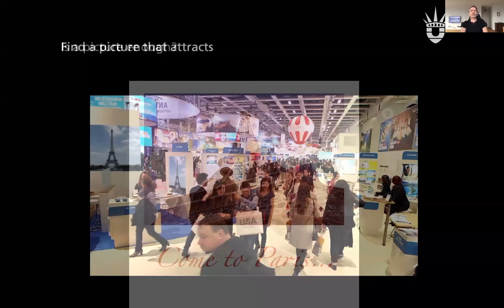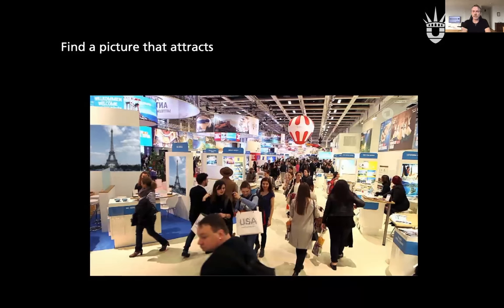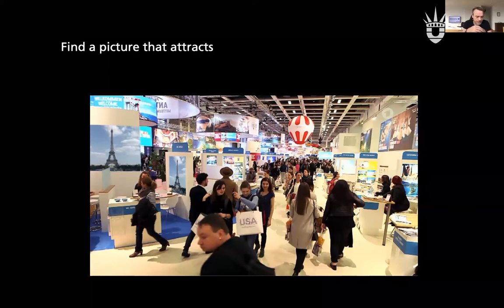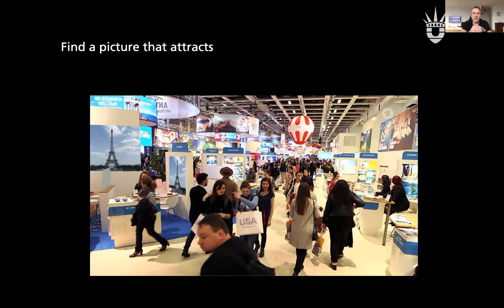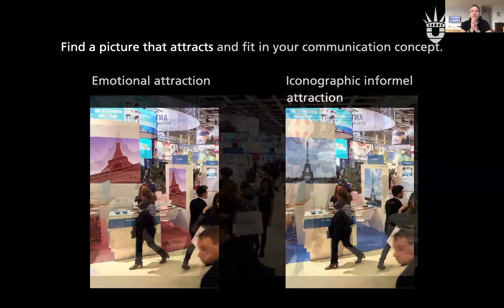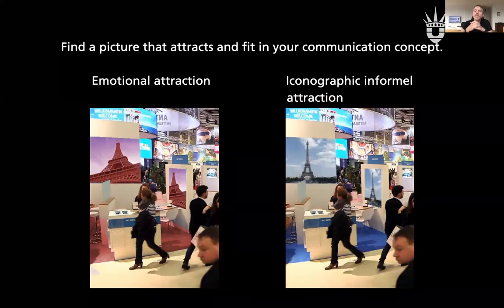Think it over, you are here. The word is not in my brain at the moment. But you are here and you try to survive with all this coloring, all those people, and you want to get customers here. So we have pictures, and they have to win the fight against all the surroundings. And there we have two ways: emotional attraction and iconographic informal attraction.